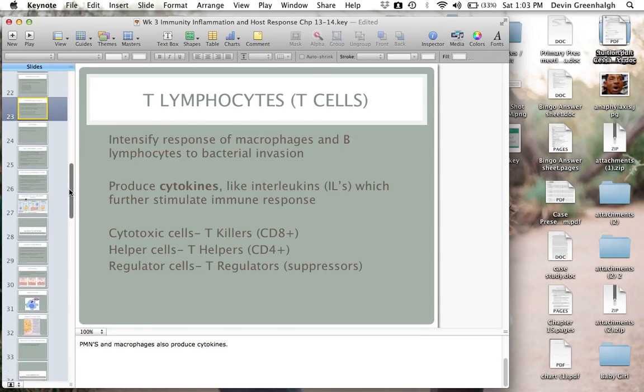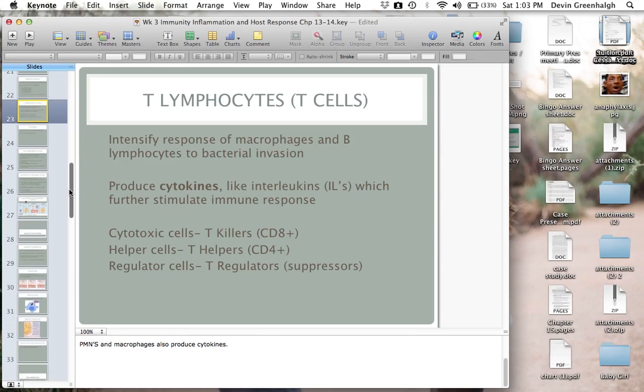Okay, T lymphocytes, T cells. T lymphocytes intensify response of macrophages and B lymphocytes. They produce cytokines, like interleukins, which further stimulate the immune response. Cytotoxic cells are T killers, helper cells are T helpers, and regulatory cells are T regulators, or suppressors.